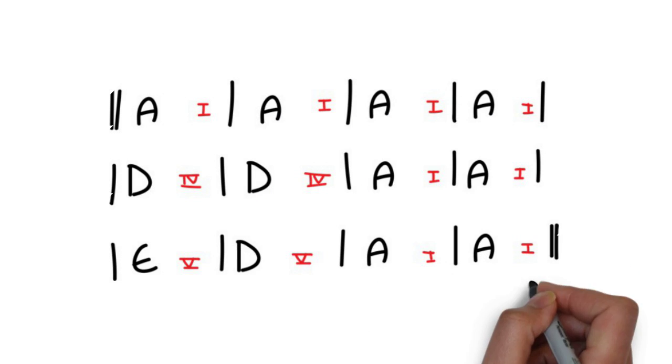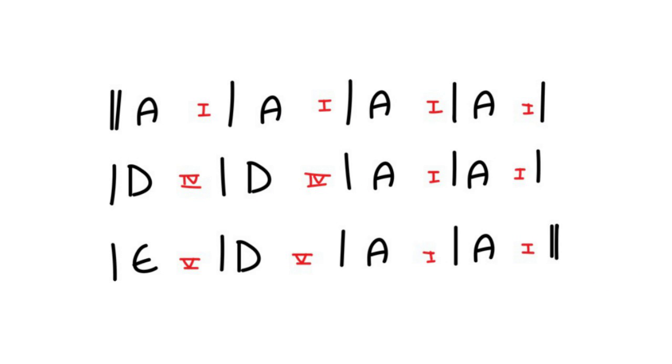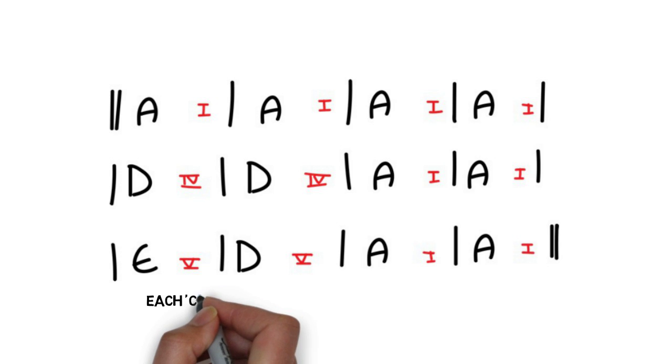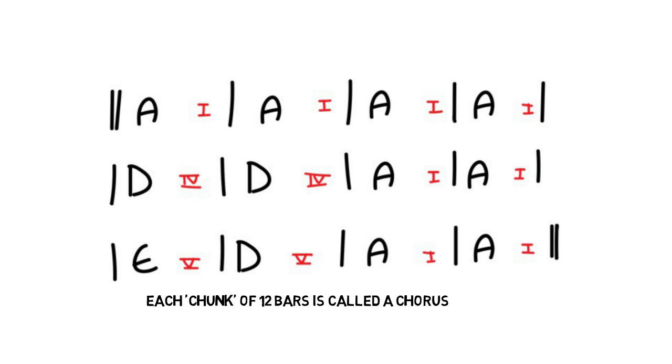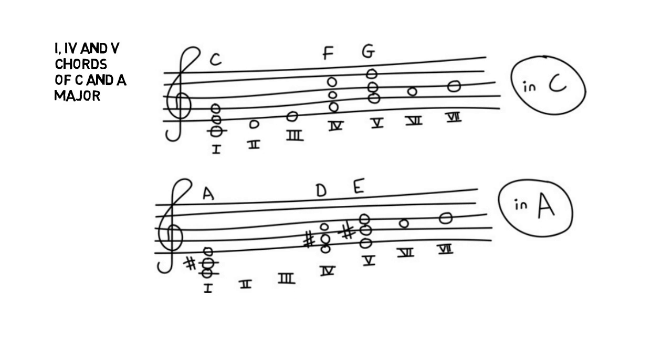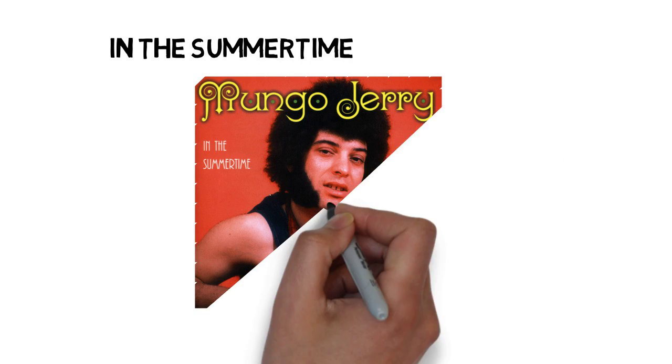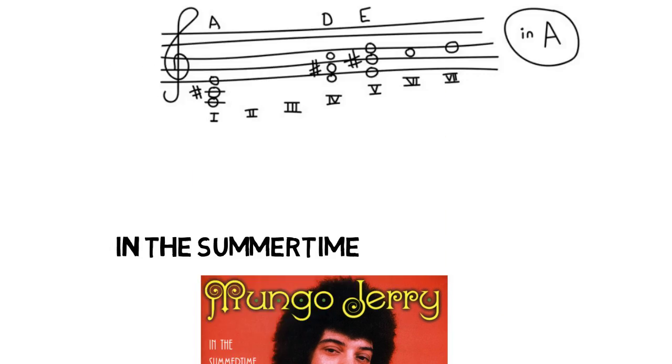The original is in A major, and here are the chords in that key. Notice there are still just 12 chords. By the way, every 12-bar chunk is called a chorus, and there are 7 of them in Bill Haley's classic. Each chunk contains these 3 chords in the same order, the 1, 4, and 5. It is worth noting the amount of tremendous music that can be generated just by these 3 chords. Let's listen to another massive pop song of 1970, In the Summertime, by Mungo Jerry, that used these exact same chords.